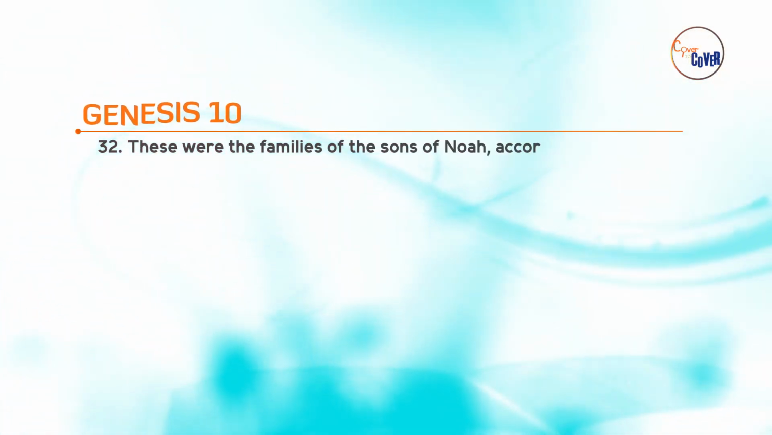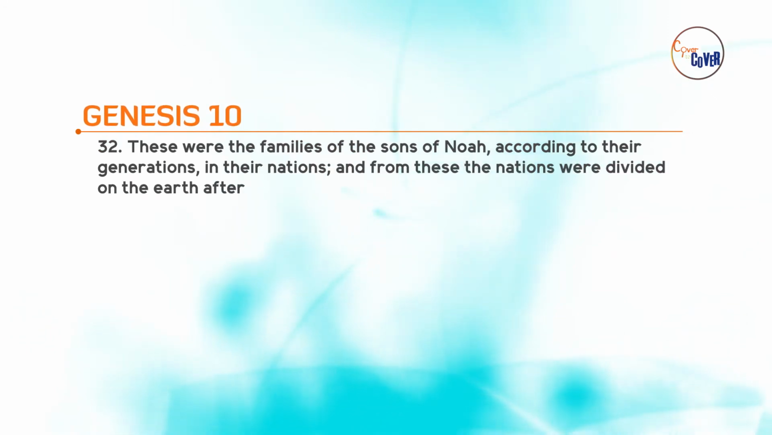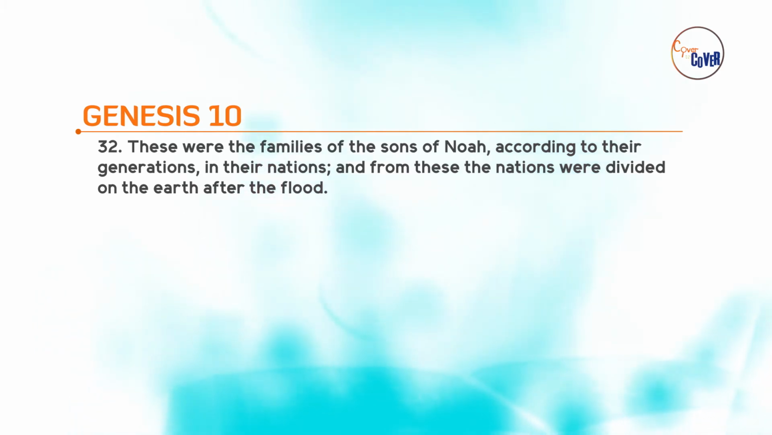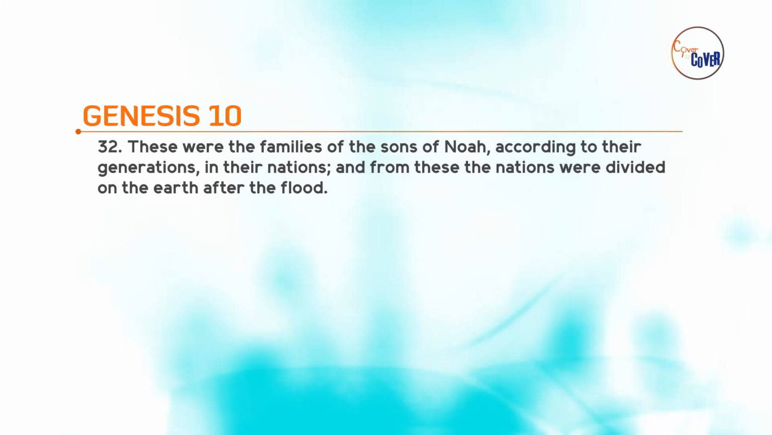Welcome back to Cover to Cover, a verse by verse study through the Bible. I'm David Adede. We are going through Genesis, in chapter 10. We just finished looking at the last son of Noah, the family of Shem, or Semites, and the way the Israelites are still known today as Semites. So we've concluded in verse 32: These were the families of the sons of Noah, according to their generations, in their nations, and from these the nations were divided on the earth after the flood.